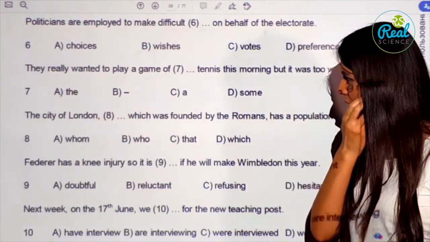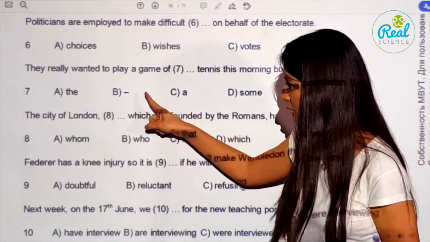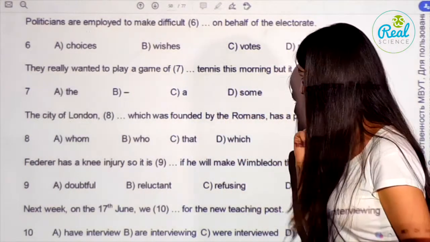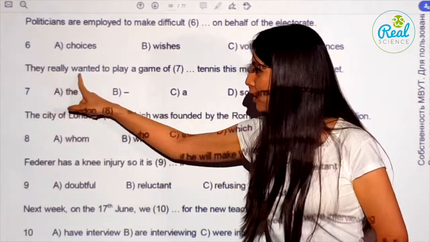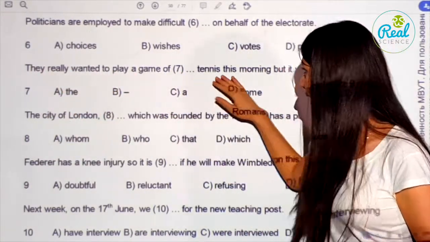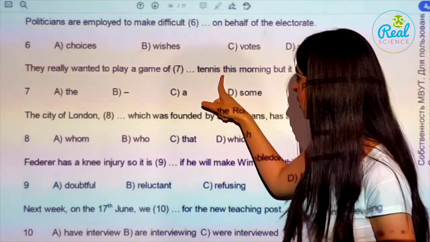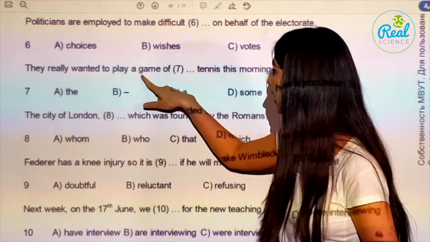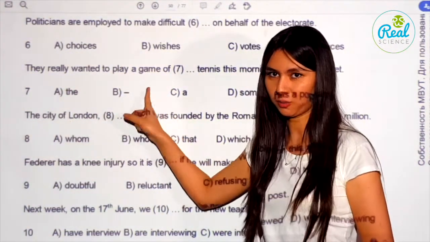Okay, in that case, A. Maybe it's A. Yes, actually the correct answer is A, guys. They really wanted to play a game of tennis this morning. Here we have this sport, yes? In that case, game of tennis, B1 is the best option, okay?